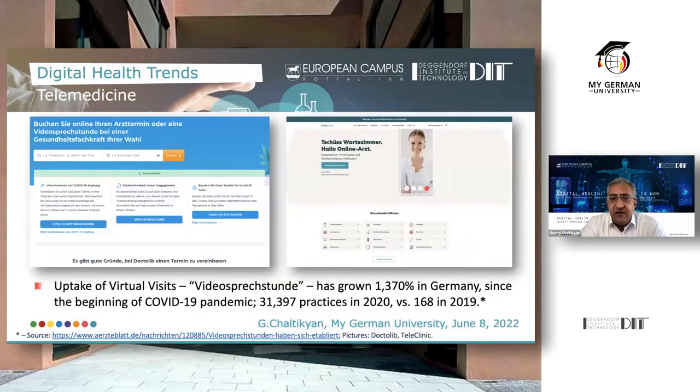Telemedicine has jumped very significantly during the pandemic, as you probably know or have heard, just like elsewhere in the world. Just pay attention to this figure. The use of video Sprechstunde, as we say here in Germany, the electronic or virtual visits, has increased by 1,370% in Germany compared to pre-pandemic time. If there were only 168 practices who offered telemedicine back in 2019, already in 2020, there were more than 31,000 of such practices.